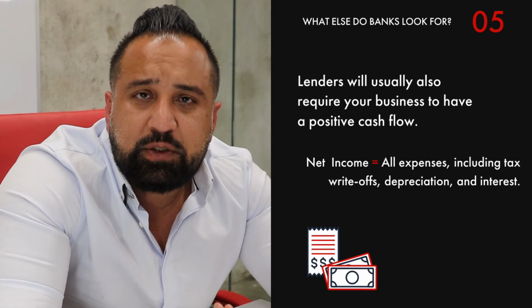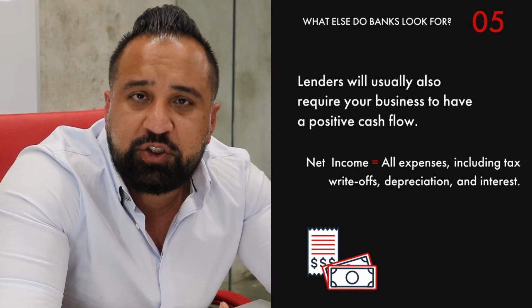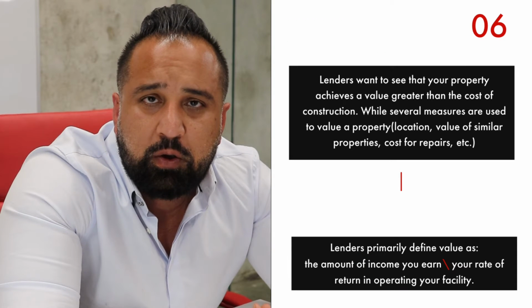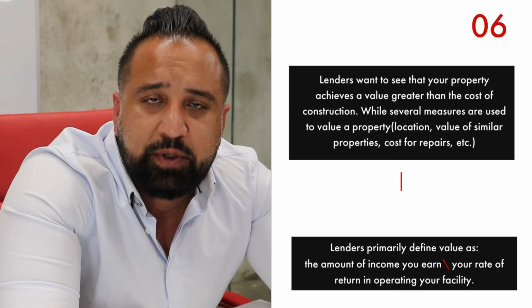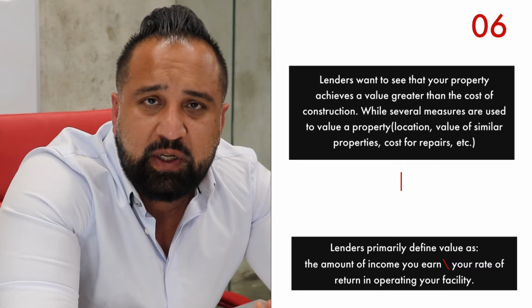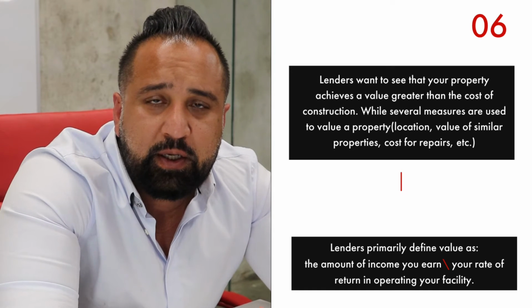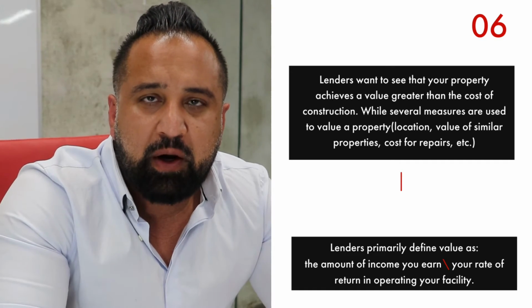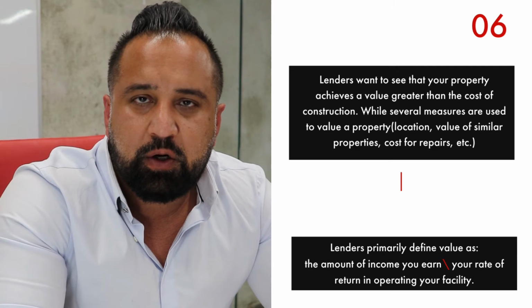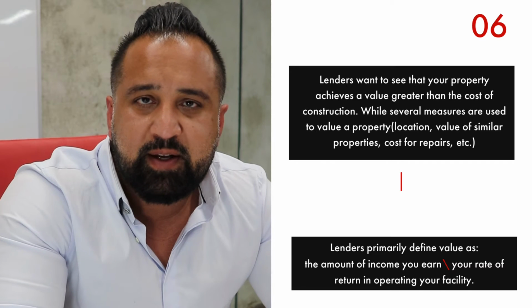There are a few other things that banks or lenders look for. One of them that is very important in securing your loan is your business generating positive cash flow. One of the other ways that banks or lenders assess you as a borrower is that the value of your property needs to be greater than the cost of construction. Some of the ways that a bank evaluates that is, of course, your property location, similar properties in the area, and the cost of repair. Lenders primarily define value as the total amount of income divided by the rate of return in operating your facility. This is another important formula that banks use in assessing your loan.